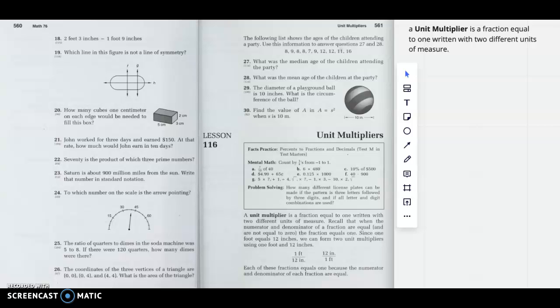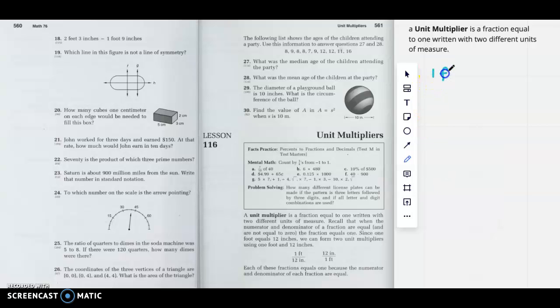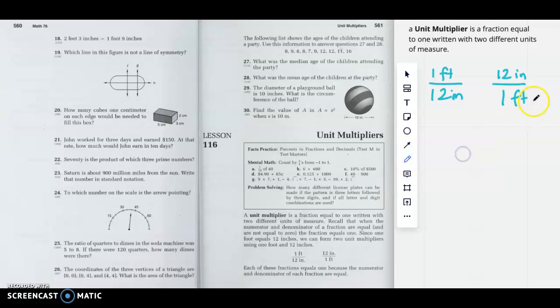So quite simply, a unit multiplier is a fraction, and it's a fraction equal to 1 written with two different units of measure. So an example of this would be, let's say 1 foot is equivalent to 12 inches. This represents 1 right here. Another way to write this would be 12 inches is the same as 1 foot. These two are equal or the same in quantity. They're just different units of measurement and they represent 1. So big 1 right here, right? So this is a 1, a big like sideways house 1.